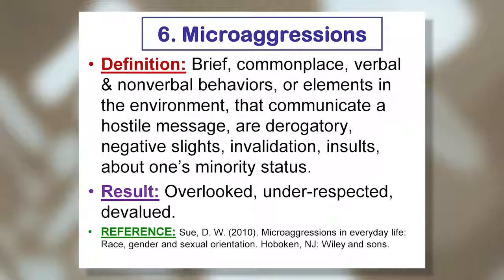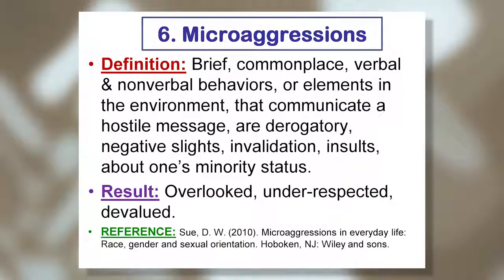The 6th area is microaggressions, which are brief, commonplace verbal and nonverbal behaviors or elements in the environment that communicate a hostile message, are derogatory, negative slights, invalidation, insults, and they are about you having a disability. The result is that you might feel overlooked or under-respected or devalued. And that doesn't mean that that's what the person intended. It's often a very unconscious process. And I've included a reference here if you want to read more about microaggressions.